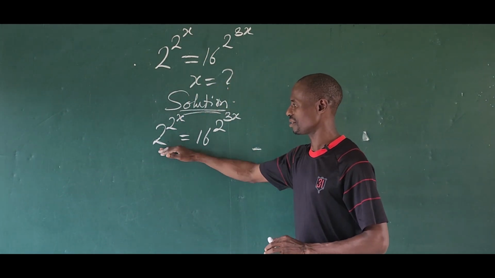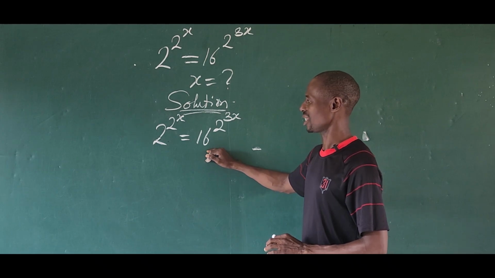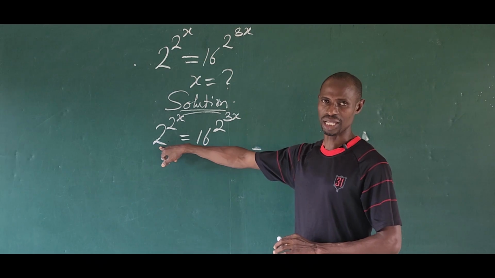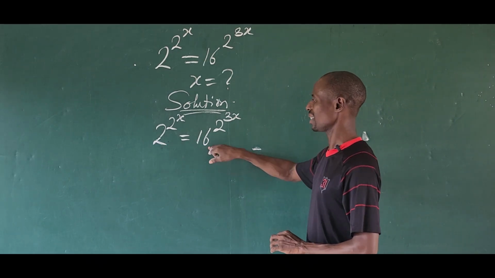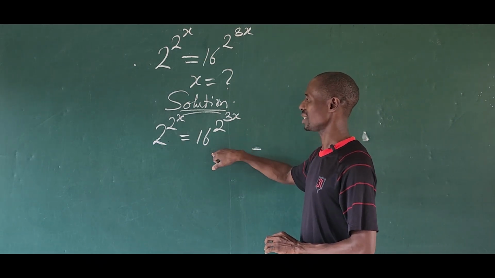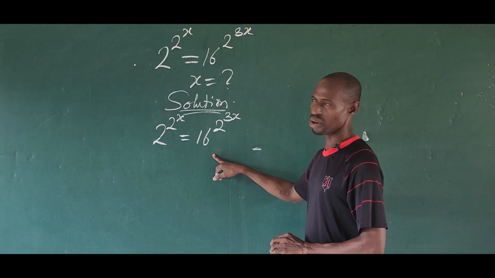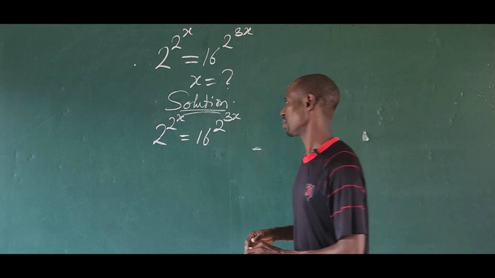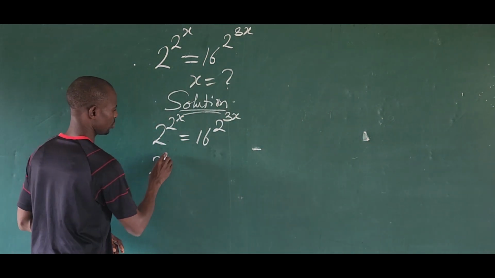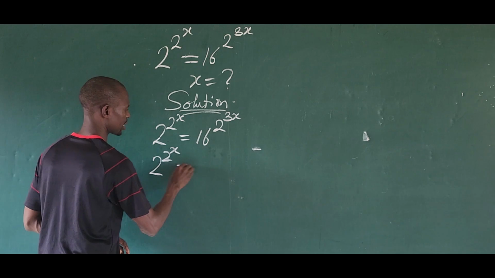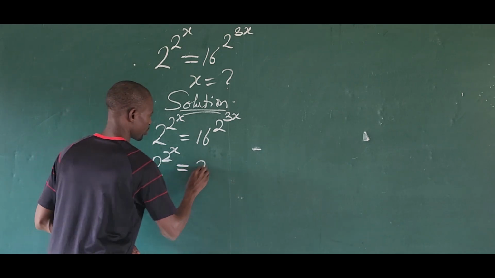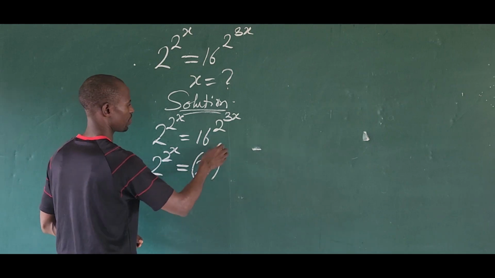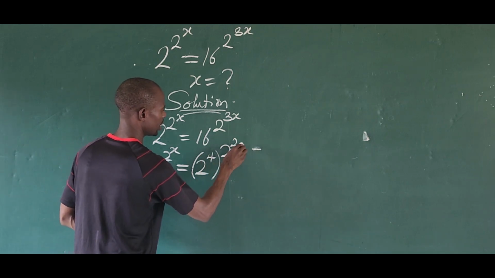Now, if you look at the base numbers here, we can express them in the same number. In other words, 2 being the smallest base number, we can equally express our 16 in base 2. Right? So 16 is written as 2 to the power of 4. If we do that, this gives us (2^2)^x equals (2^4)^(2)... with the expression 2 to the power of 3x.